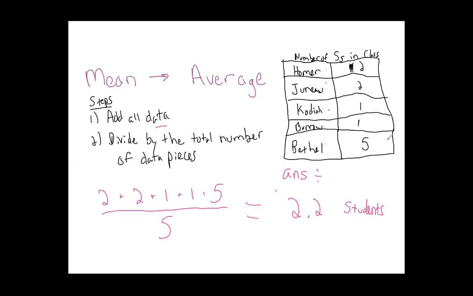And so what's the real average for today if we get rid of Bethel? What's the real average students per site? The real average would be 2 plus 2 plus 1 plus 1, divided by 4, and we get 1.5, right? Okay. All right. So that's average.